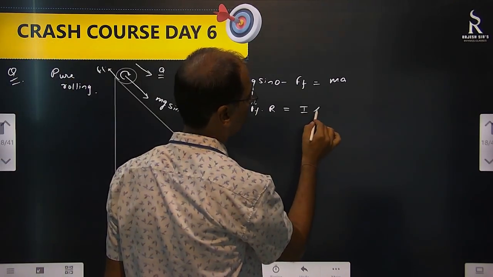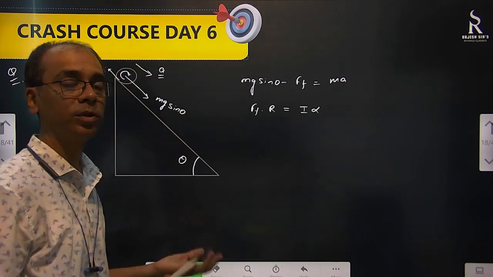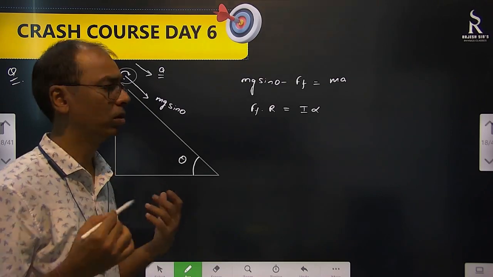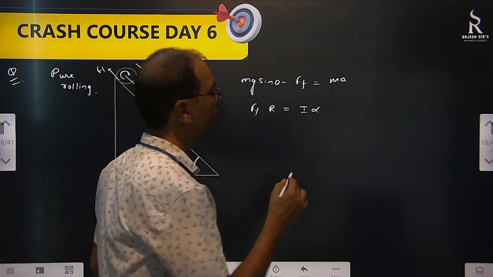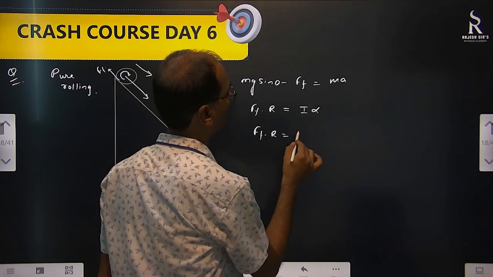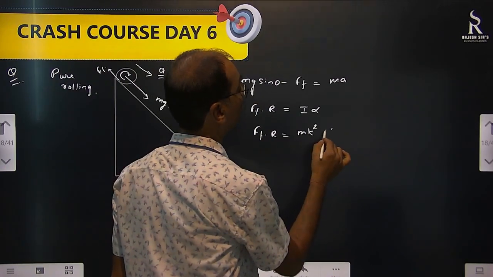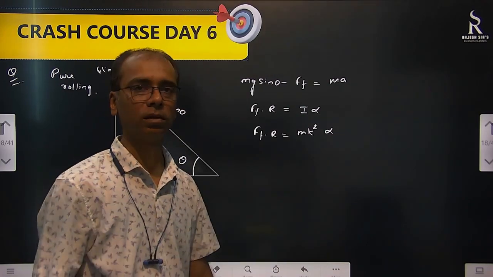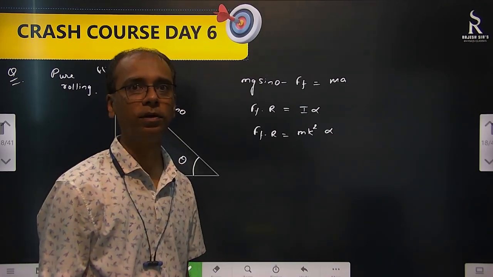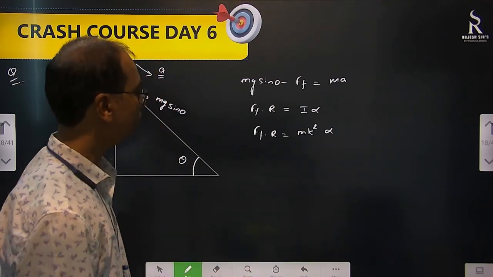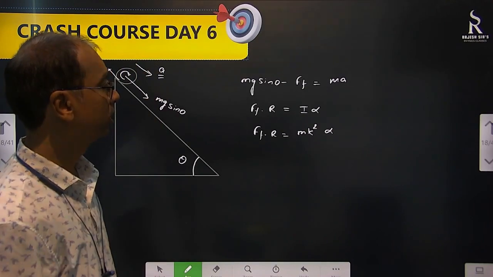I am not writing it specifically at the moment because I am representing everything: disk, ring, solid sphere, hollow sphere. So I am writing it as mk square. Force of friction into R equal to mk square into alpha. Why mk square? Because mk square is the moment of inertia of everybody. K is different, but the generalized form is mk square.